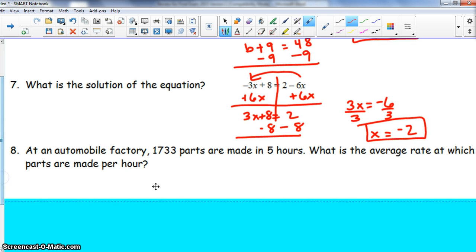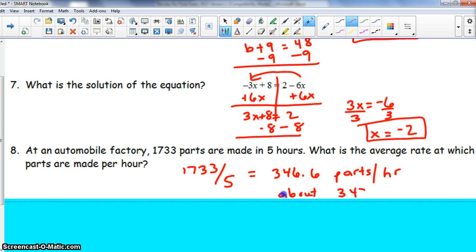Number 8, to find out the average rate at which the parts are made per hour, I take my 1733 parts, and I divide by how many hours I have, and I end up getting 346.6 parts per hour, or about 347 parts per hour.